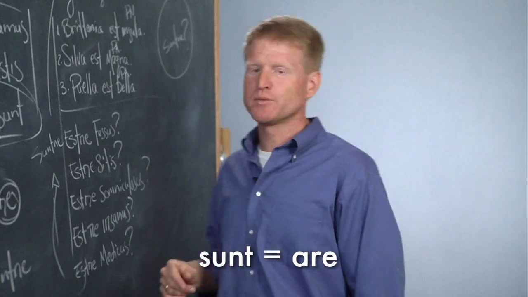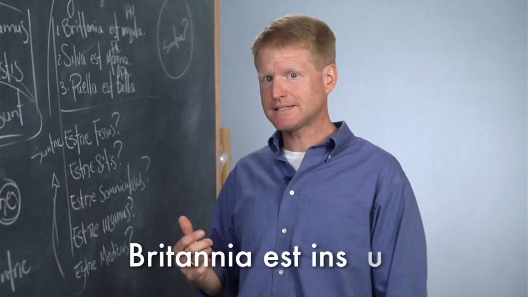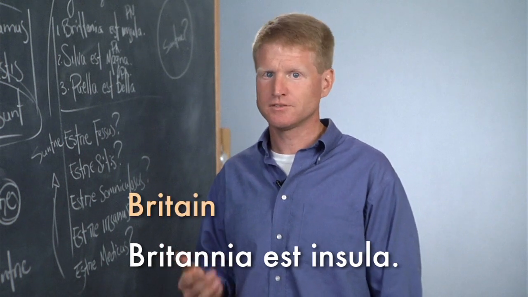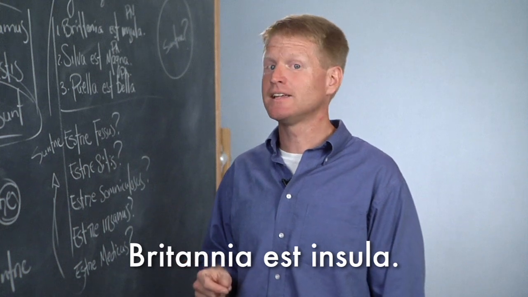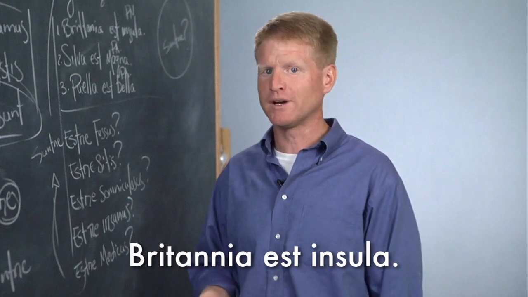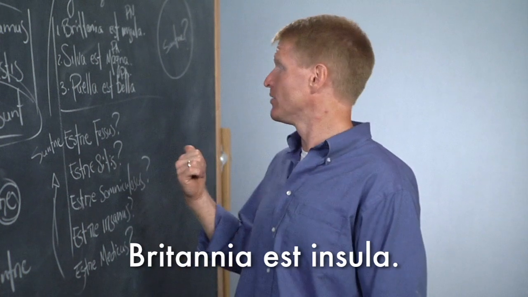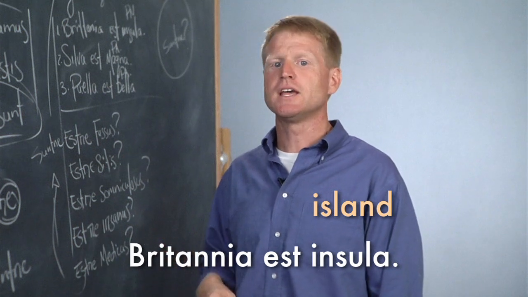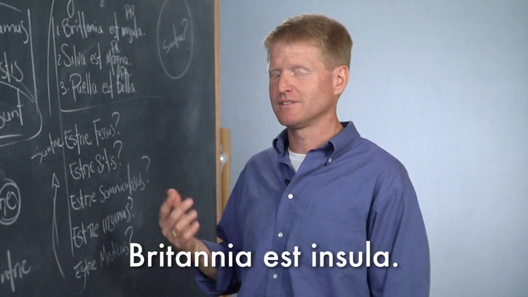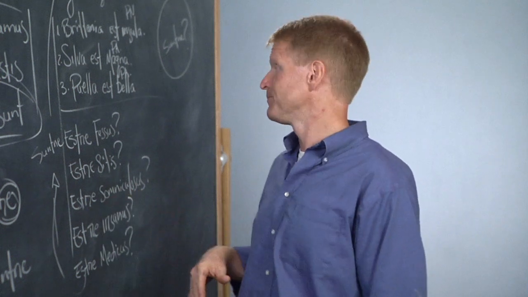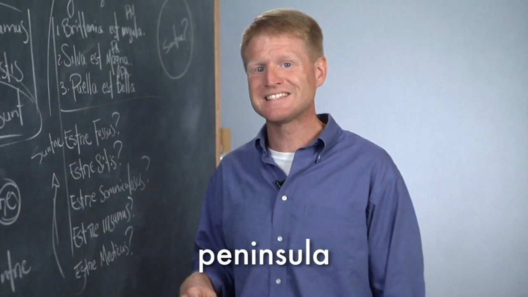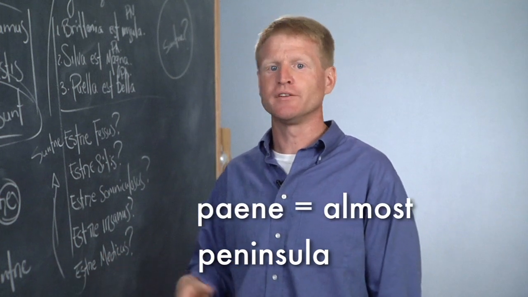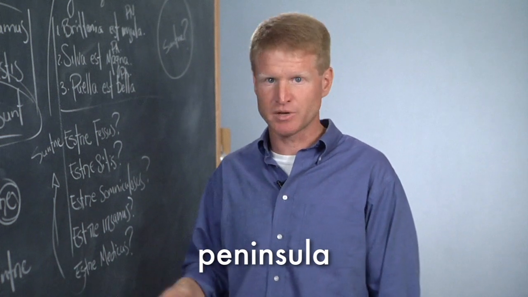So I have some sentences here on the board. Britannia est insula. Britannia is the ancient name for Britain. It's almost the same. Britannia est insula. Since I've told you that it's Britain or England we're talking about, you can probably figure out what the word insula means. It's island. Britannia est insula. See how easy that is? It's a breeze. Britain is an island. By the way, insula is where we get the English word peninsula. Pine in Latin means almost. So pine insula, peninsula, almost an island. Florida is a peninsula. Italy is a peninsula.